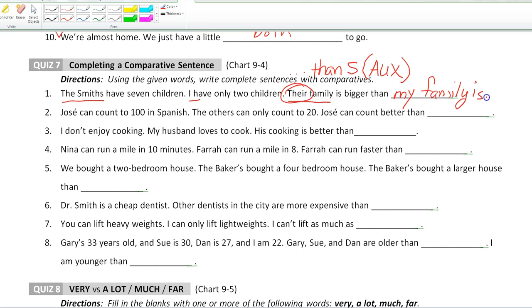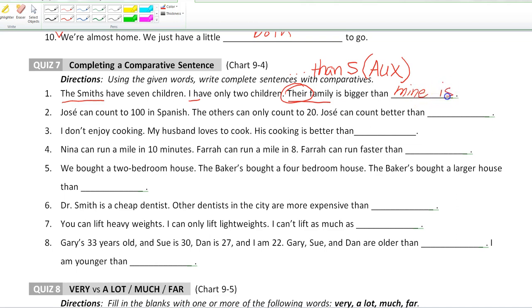is. Okay, and I told you that we can drop the aux. So I will drop the aux. Their family is bigger than my family. Okay, and then we can also drop family. And what do we do if we drop the noun? We don't have the noun. Well, it can't be my anymore. It has to change. So that would now be their family is bigger than mine.